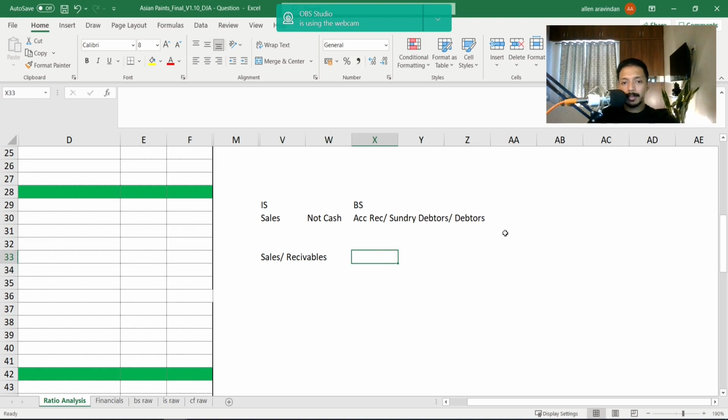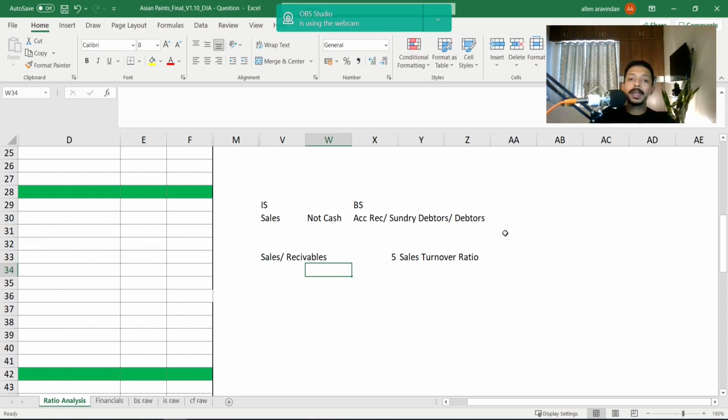So let's say the sales was 100, and the receivables was 20 for that particular year. If I just divide 100 by 20, then you get that sales is 5 times the receivables. That's all. So this is my sales turnover ratio. It is just telling me how many times, nothing more, but it really doesn't give me any insight.